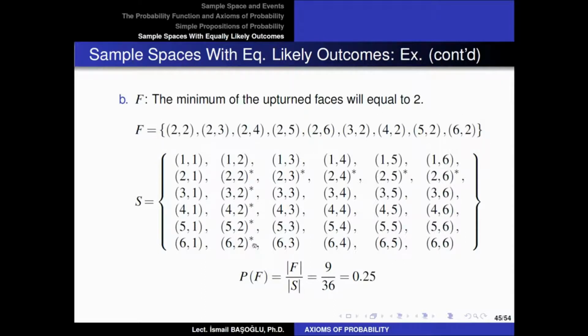And again, assuming that each outcome is equally likely to occur in the sample space, the probability of event F, subset F, would be the cardinality of F, which is 9, divided by the cardinality of the sample space, which is 36, and that would be 0.25 in this case.